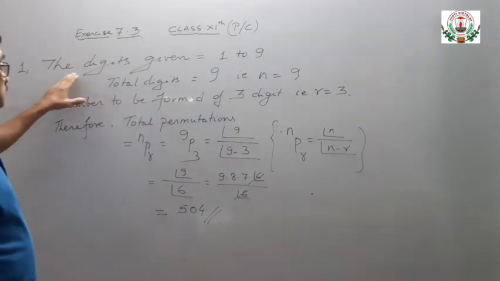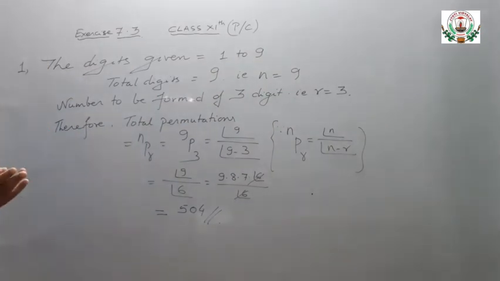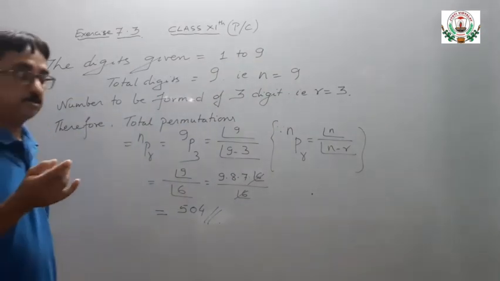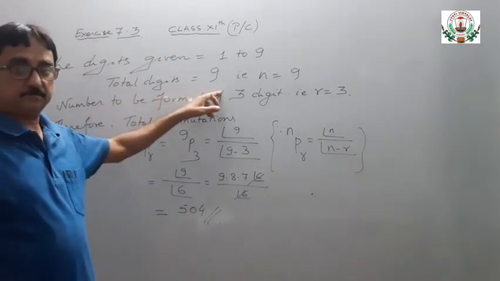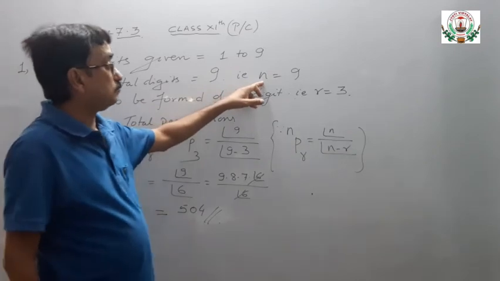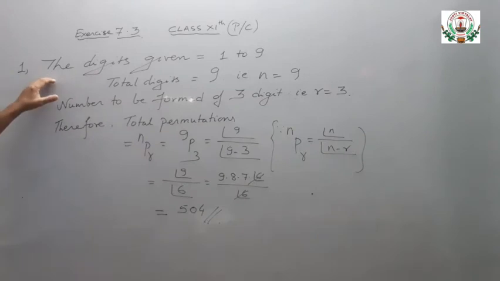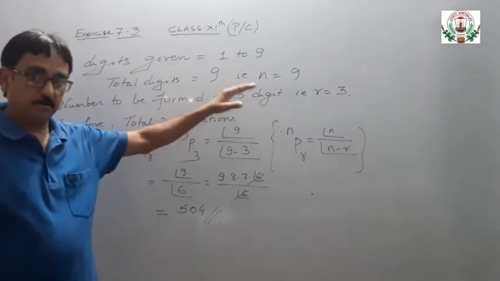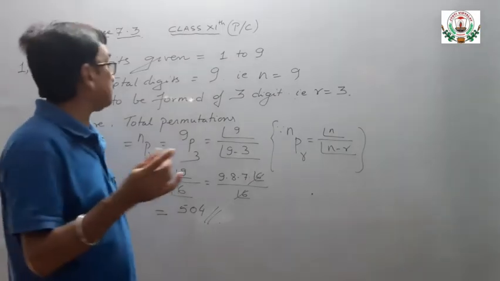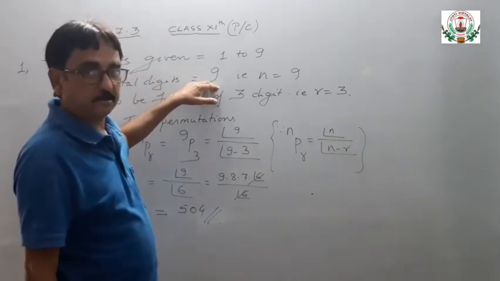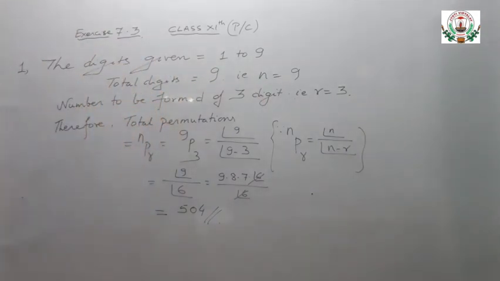So how many digits are given to us? From 1 to 9: 1 2 3 4 5 6 7 8 9. So total digits we have are 9, that means our n equals 9, the value of n. The digits given are from 1 to 9, so total digits are 9, so the value of n is 9.